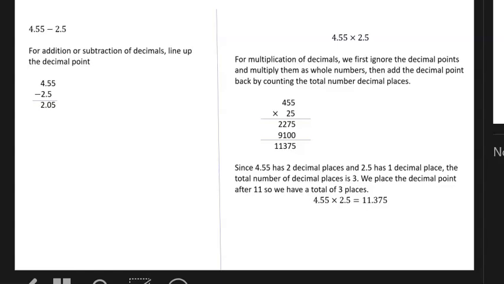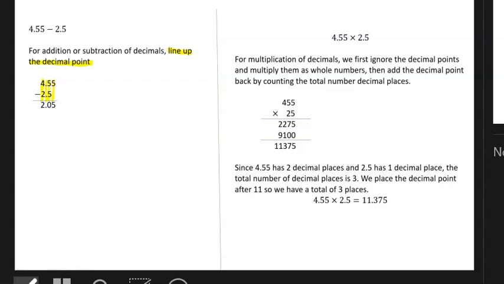We're going to look at how to subtract, multiply, and divide decimals. They all have different rules. For addition or subtraction, they follow the same rule. The most important thing is to line up the decimal point, so that we guarantee we add or subtract the ones and ones, tenths and tenths, and hundredths and hundredths. After we line up the decimal point, we just either add or subtract.